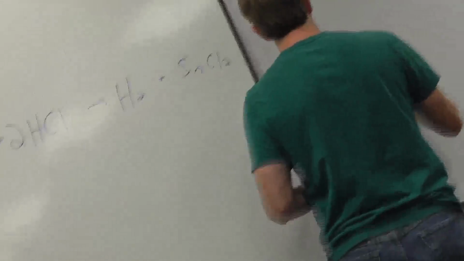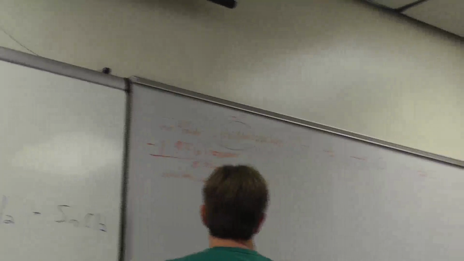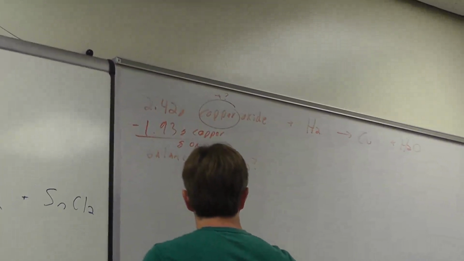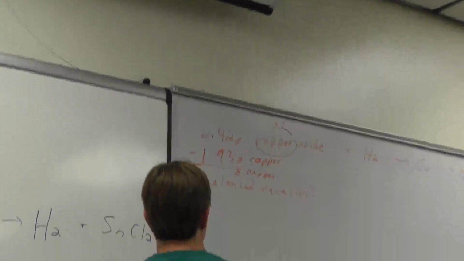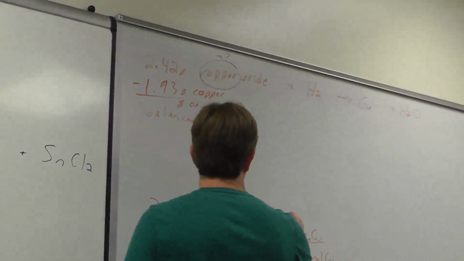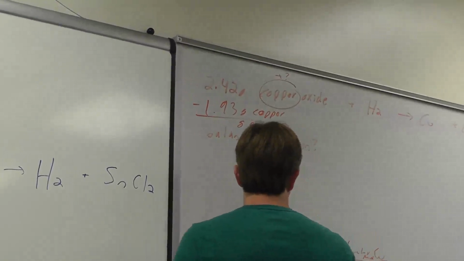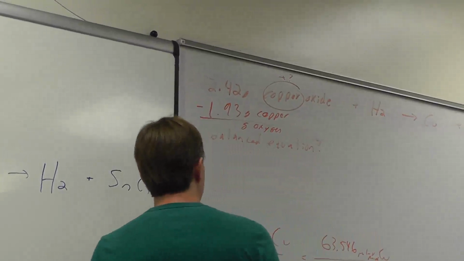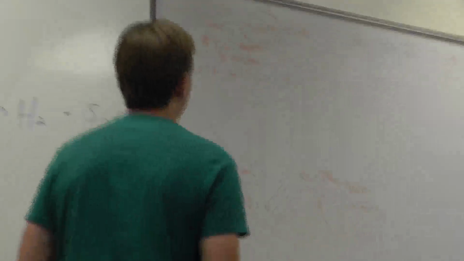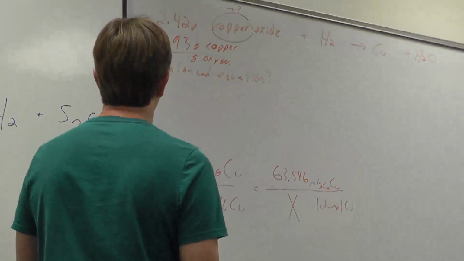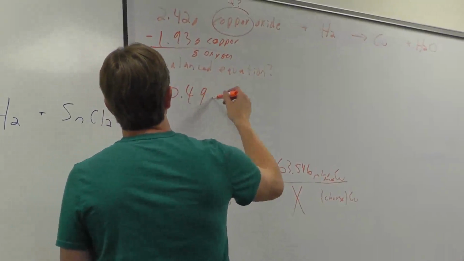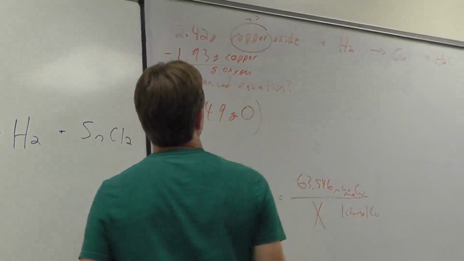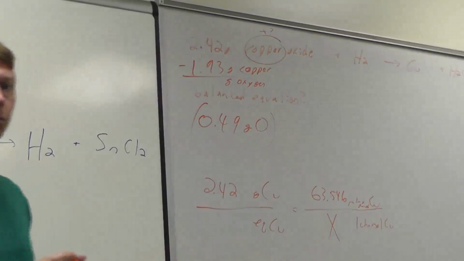Grams copper, equivalence copper, molar mass copper, charge copper. We know the grams copper, we know the molar mass of copper. We don't know the charge, and we don't know the equivalence yet, but we're going to get that from the oxygen. So 2.42 minus 1.93. This is 0.49 grams oxygen.